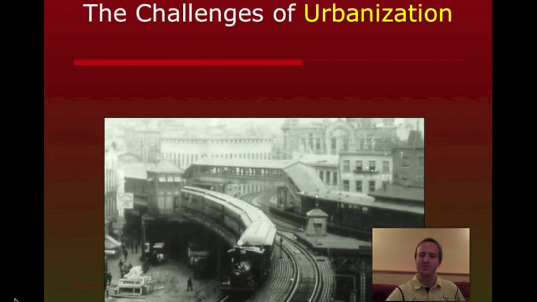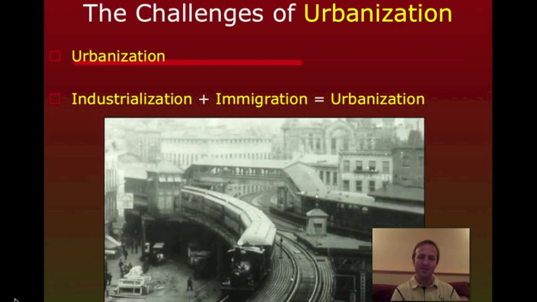The challenges of urbanization, we've already touched on the actual definition of urbanization, the growth of cities, but again, we need to understand why is this happening at this time as opposed to another time in history. That's what we need to figure out. So that brings us to this equation.